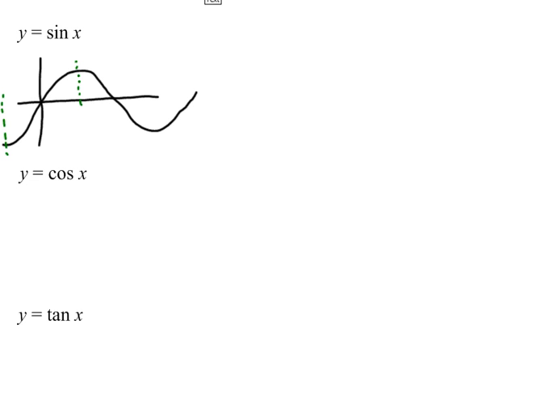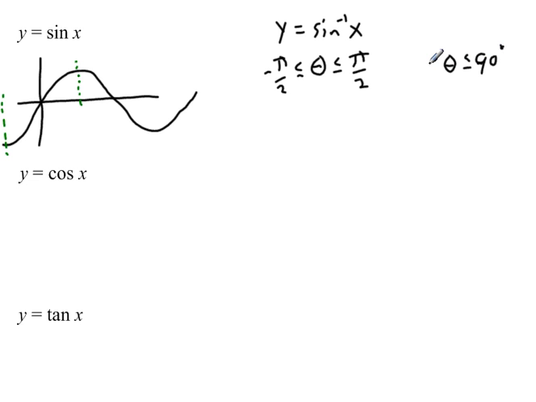So there is an inverse of this sine function. I'm going to say y equals the inverse of the sine of x. And this is only for angle measures, so I'm going to say theta must be between negative pi over 2 and positive pi over 2. And if you like degrees, we can say that's only between negative 90 degrees and 90 degrees.